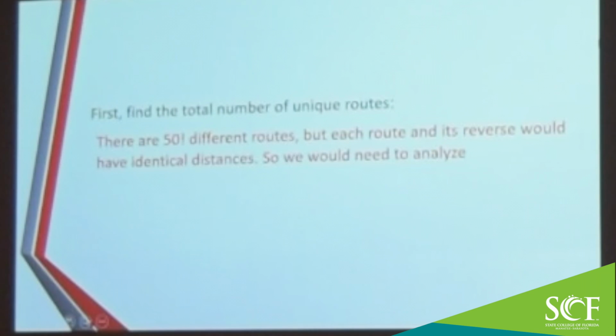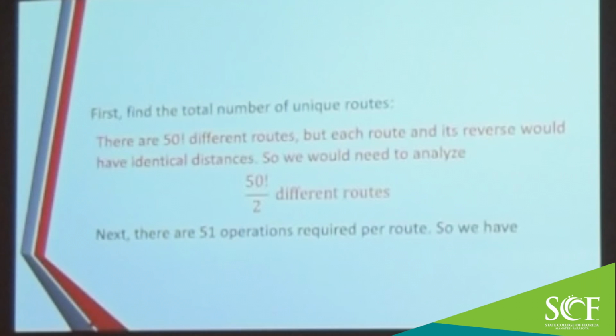There's 50 factorial. So 50 times 49 times 48 all the way down to 1. You multiply those out. Each route and its reverse would have identical distances though. So if you go around it clockwise versus counterclockwise, those two are really the same route. They have the same distances, so we don't have to count all of them, so we divide by 2. So we have 50 factorial over 2 different routes.